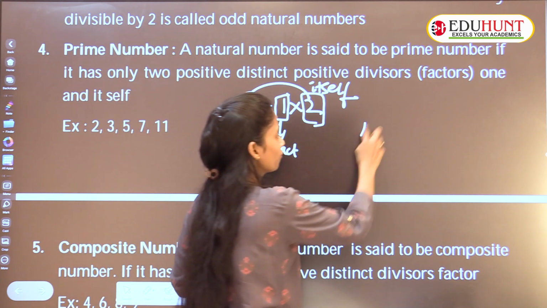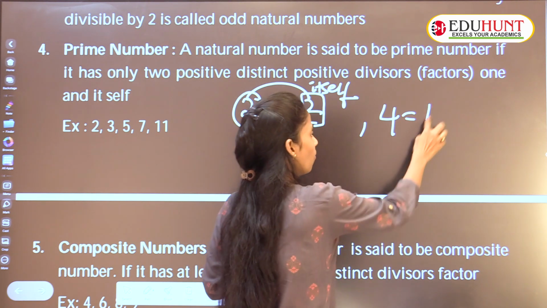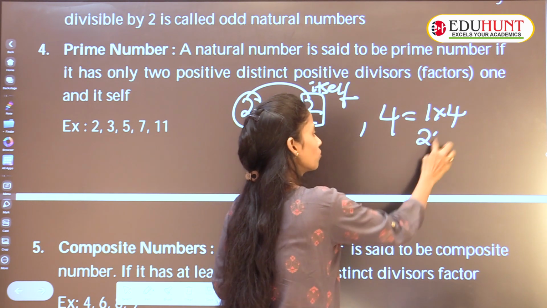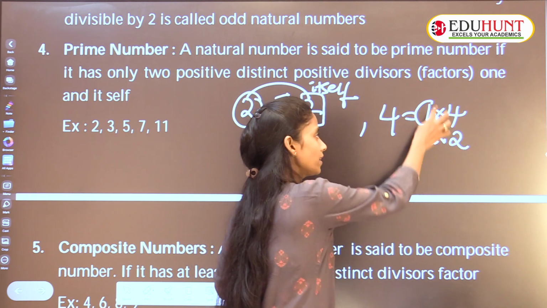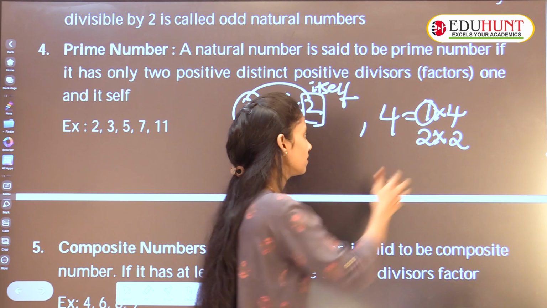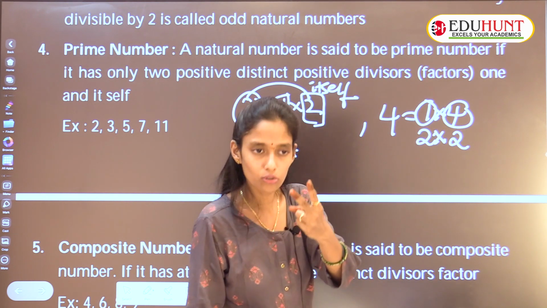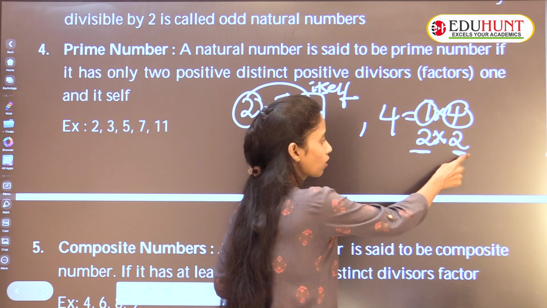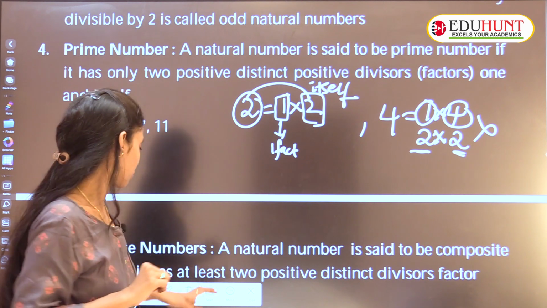Now coming to 4. See how many factors you have? 1 4s are 4, 2 2s are 4. So here, if you observe, 1 is a factor, and 4 is itself. But I told you that a prime number should have only 2 factors. But here 2 is also there. It's not a prime number. Like that, you have to check it.